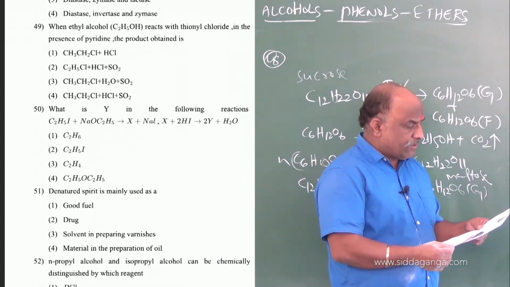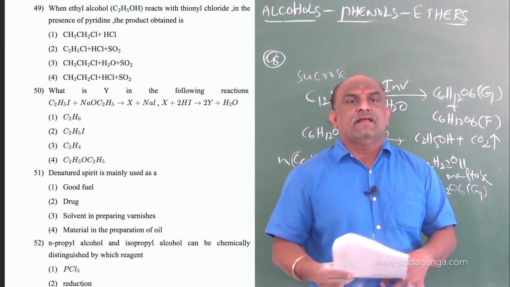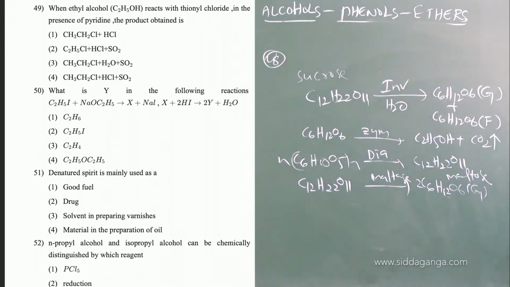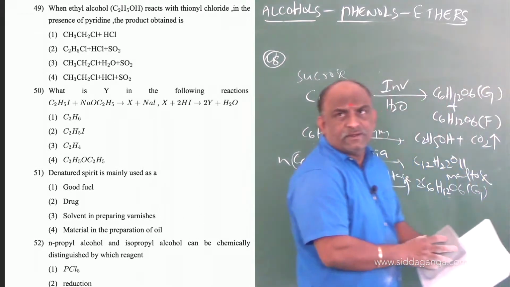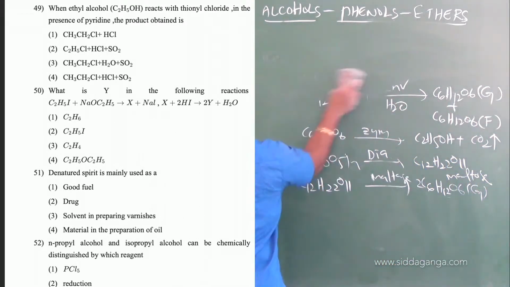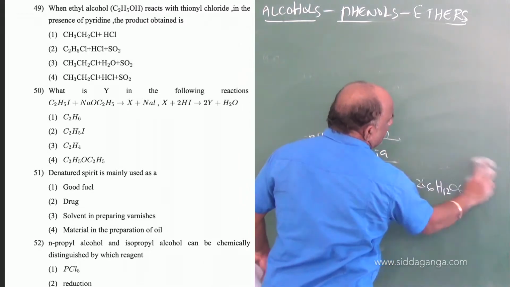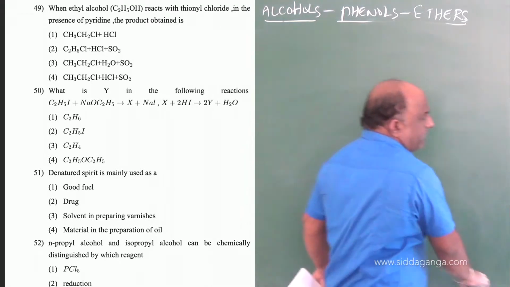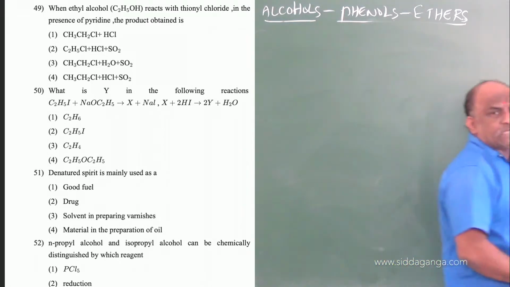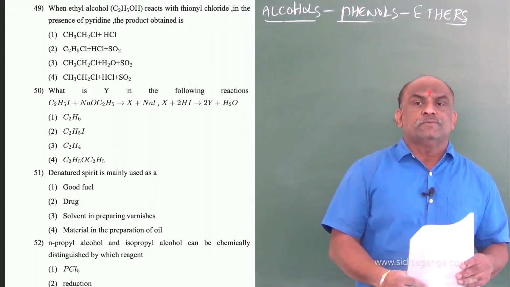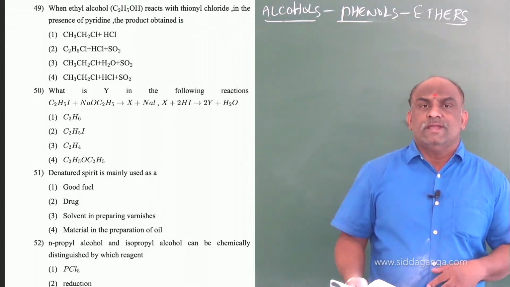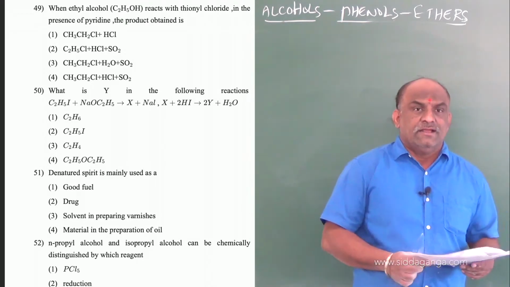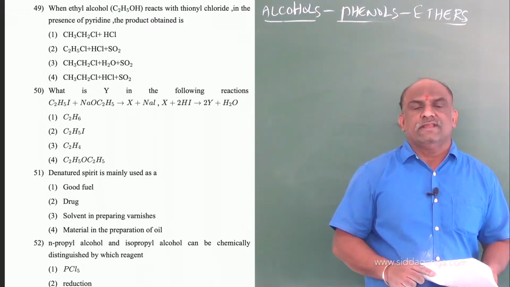While going to question number 49, when ethyl alcohol reacts with thionyl chloride in the presence of pyridine, the product obtained is. Already we discussed this question in theory class. Ethyl alcohol is treated with thionyl chloride, molecular formula SOCl2. In the presence of pyridine the reaction mechanism is SN2, in the absence of pyridine the mechanism followed is SNi, intramolecular, with retention of configuration.